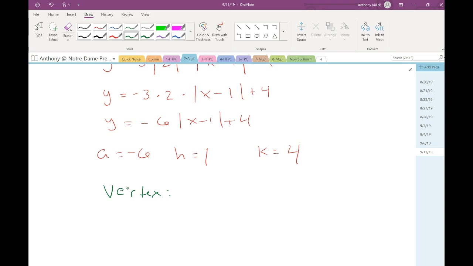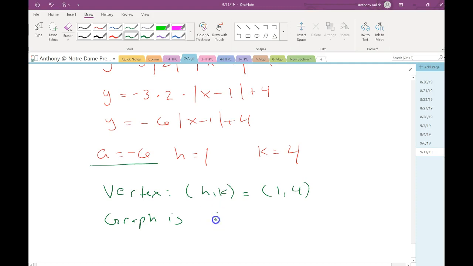First thing we can say is the vertex. I know the vertex is the point (h, k), so that's the point (1, 4). Everybody okay there? I can tell if this is a V or a wedge. In this case, what shape is it? Since the A is negative, I know this is going to be wedge-shaped. Everybody okay there?